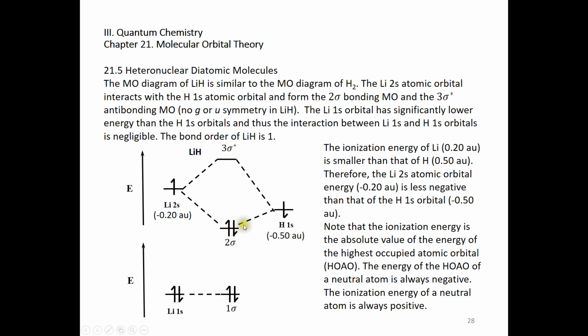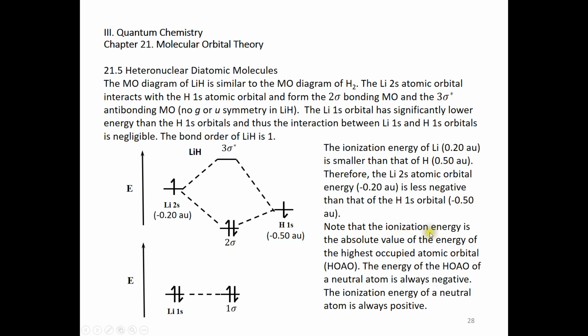And over here, because this sigma is the bonding orbital, and this 1s orbital has lower energy than the 2s orbital, this 2 sigma is closer to the hydrogen 1s orbital than to the lithium 2s orbital. And that means this 2 sigma contains more than 50% of hydrogen 1s, less than 50% lithium 2s. However, if you look at this 3 sigma star anti-bonding orbital, it contains more than 50% of the lithium 2s, less than 50% of hydrogen 1s.